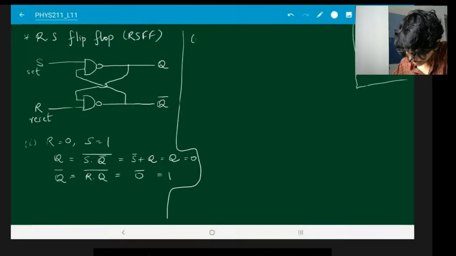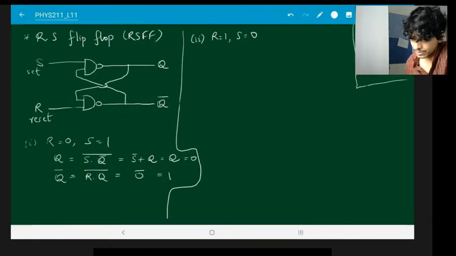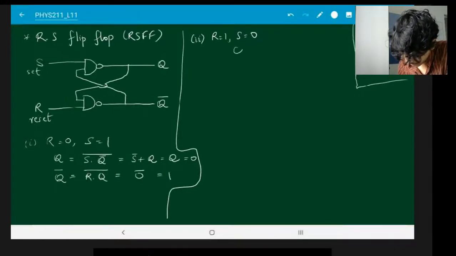Let's check the second case. When R is 1 and S is 0, because this is symmetric, basically the opposite thing is going to happen. So you can work it out yourself. In this case, you will get Q bar equal to 0 and Q equal to 1.